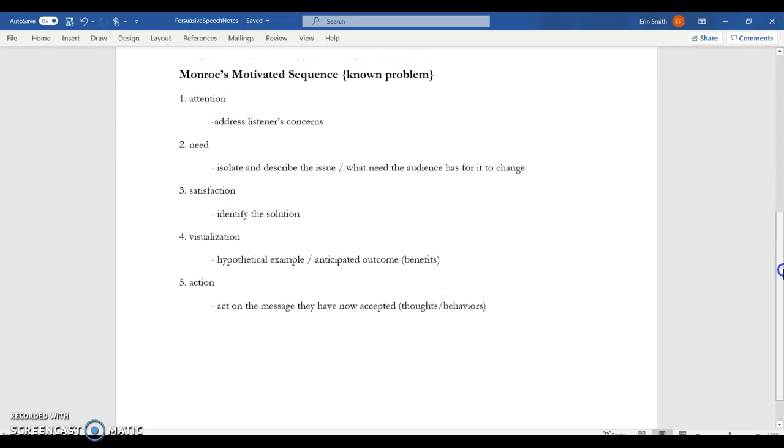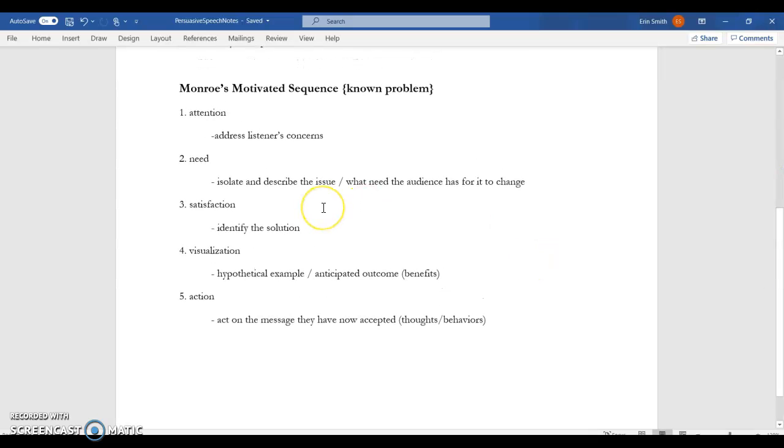If it's familiar or known, which a lot of topics tend to be, this is the way to go about it. This is Monroe's motivated sequence. So you get the attention of your audience, you address the listener's concerns, think about what they might be thinking about your topic. Address the need.